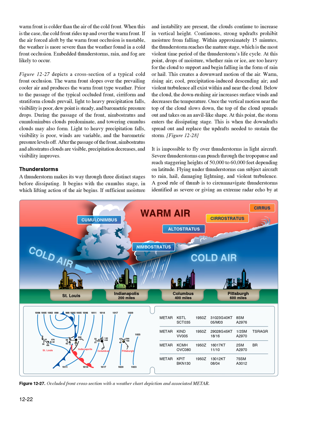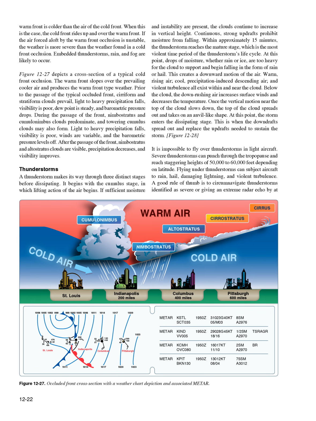During the passage of the front, nimbostratus and cumulonimbus clouds predominate, and towering cumulus clouds may also form. Light to heavy precipitation falls, visibility is poor, winds are variable, and the barometric pressure levels off. After the passage of the front, nimbostratus and altostratus clouds are visible, precipitation decreases, and visibility improves.